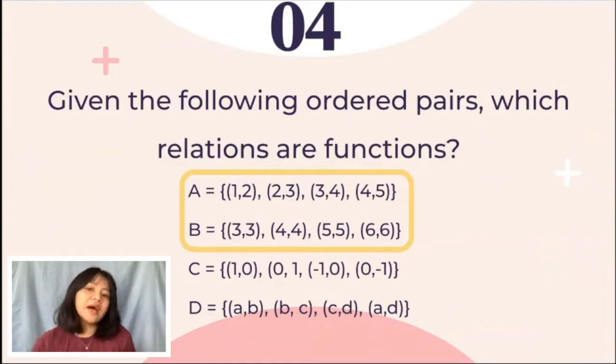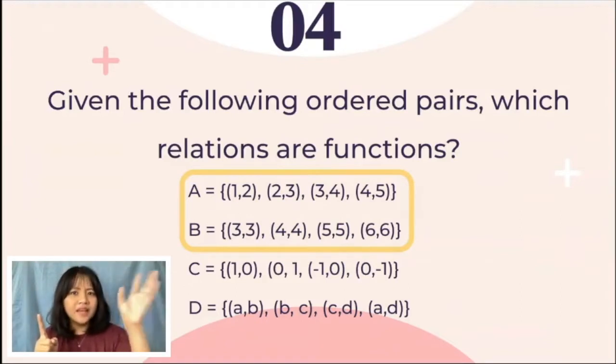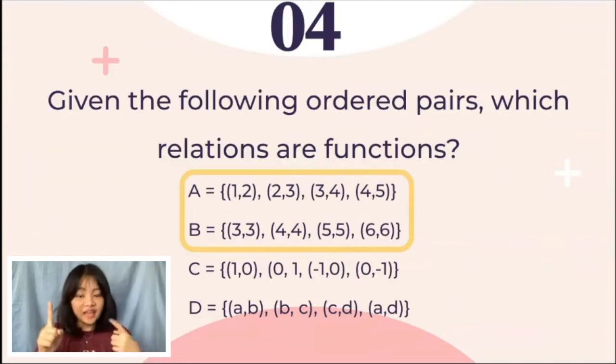Yung letter D naman, meron kang AB, tapos AD. So, sa domain mo, meron kang letter A, tapos sa range mo, meron kang B, tapos D. So, yung A corresponds to letter B and to letter D. It's one to many sa range mo. So, pag one to many ka na, it's not anymore a function, rather it's a relation.